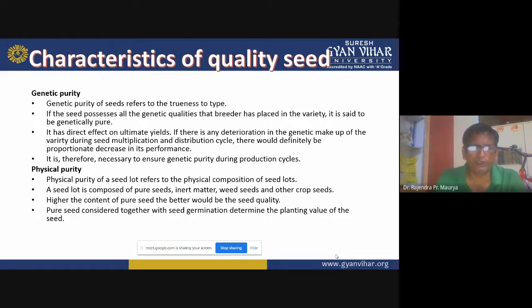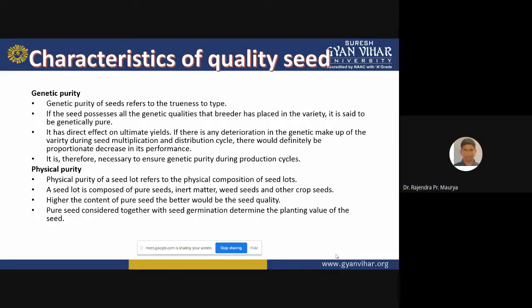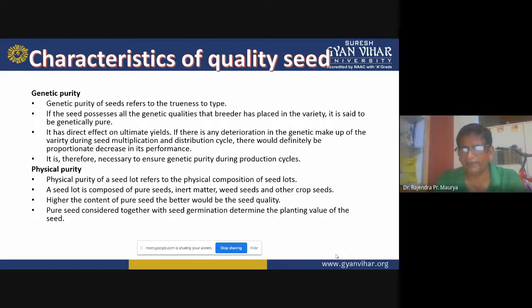So in terms of physical purity, we should focus on the pure seeds. Pure seed means that particular variety's seeds only. No other crop seeds, no other variety seeds, no weed seeds, no stones, no gravel, no sand particles, no crop residues, etc. So the higher the content of pure seed, the better the seed quality. Pure seed considered together with seed germination determines the planting value of the seed.